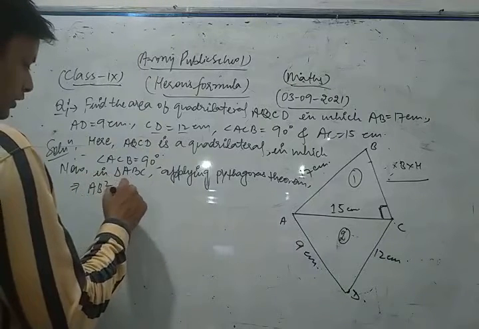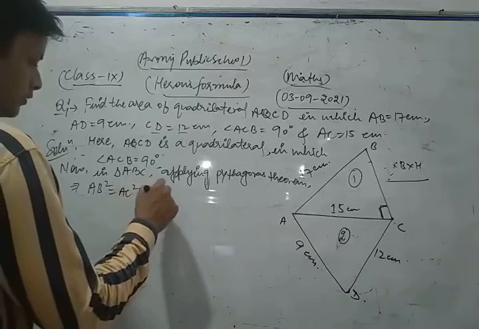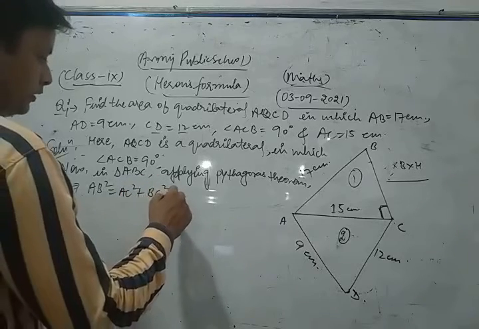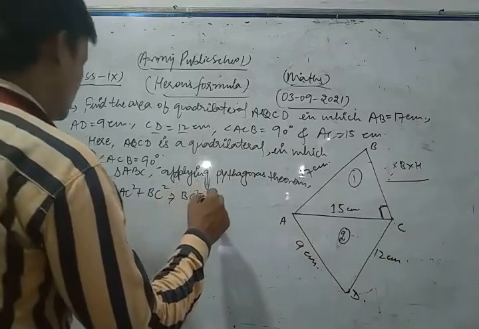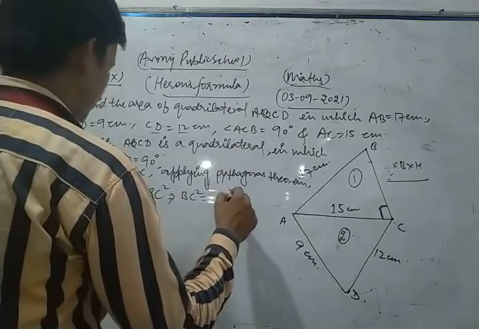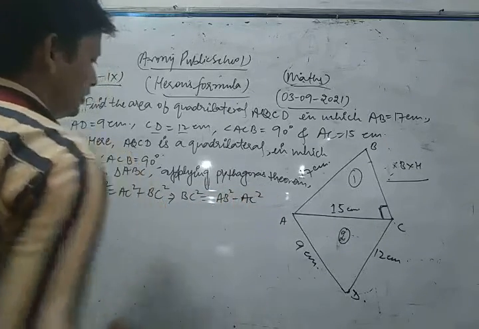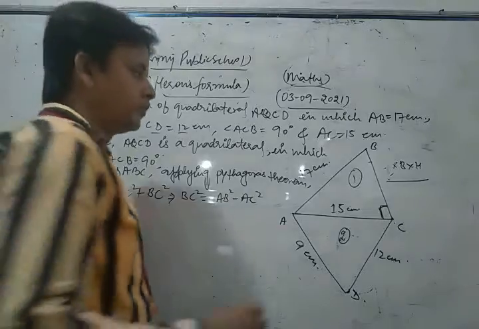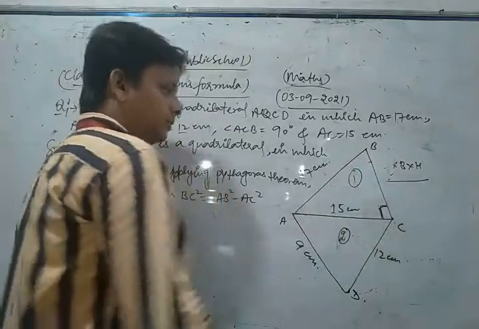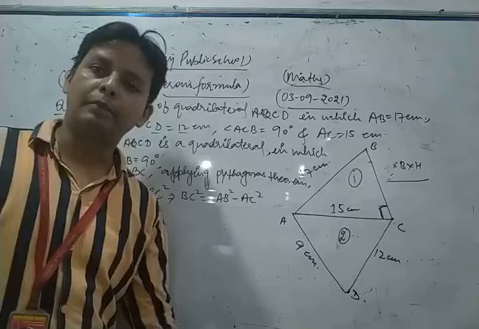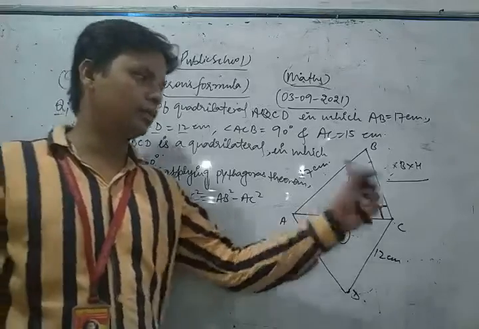AB square is equal to AC square plus BC square. So from there, BC square is equal to what? AB square minus AC square. Because you know that the side opposite to the right angle is what? Hypotenuse. So hypotenuse square is equal to the sum of the base square plus perpendicular square.